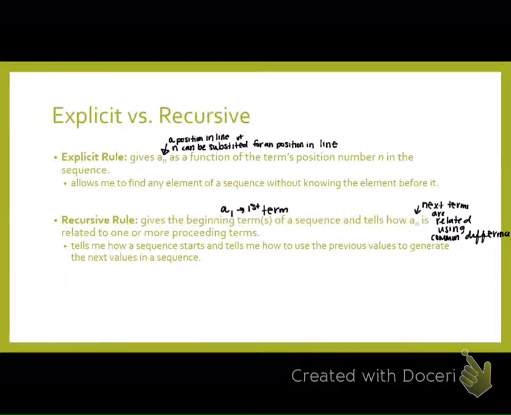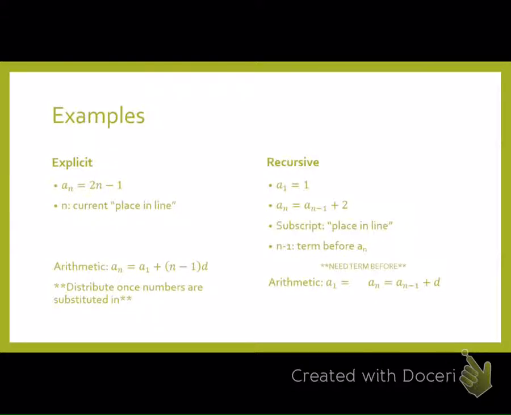All right, so let's look at the actual formulas. These formulas will be given to you on your test. Okay, so explicit. This is an example here. A sub n equals 2n minus 1. That looks familiar, doesn't it? That looks kind of like y equals mx plus b. N is your current place in line. So you can substitute any place in line and find its output.